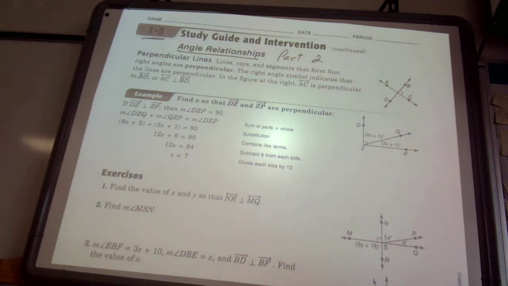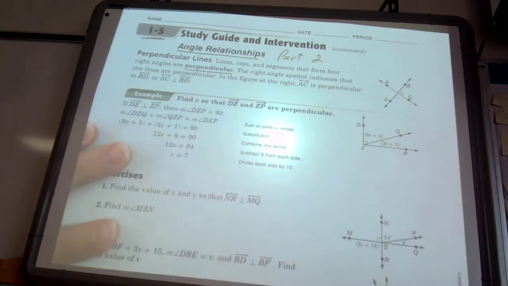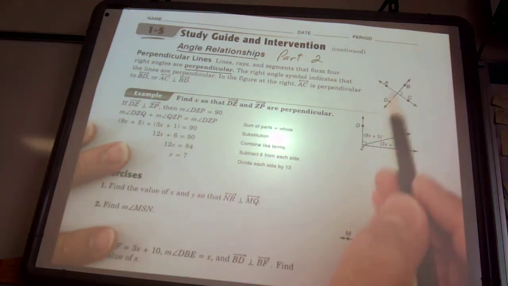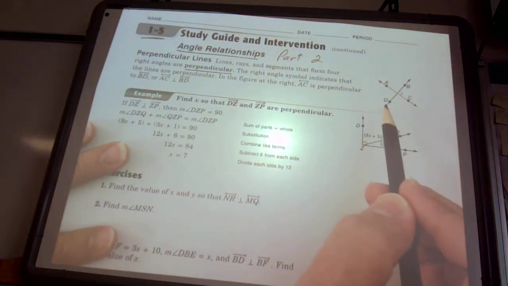We're going to get into the second part of 1-5, which is talking about angle relationships, and we're going to look at perpendicular lines today and how that helps us when we're trying to solve for missing angles, because those angles, or the missing parts of angles, end up being complementary. We learned about complementary in the first part of 1-5, and we're going to apply it today to perpendicular lines.